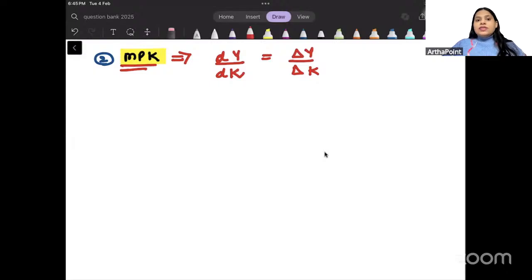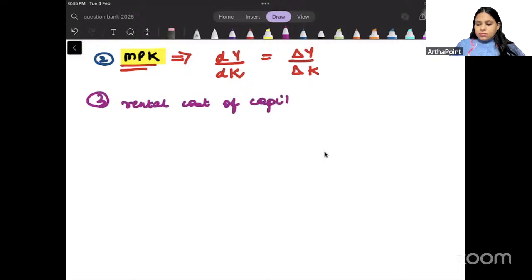Now, there is something which is called rental cost of capital. रेंटल कॉस्ट ऑफ कैपिटल माने क्या? It is the cost of using capital. ठीक है? और हमारे पास एक फॉर्मूला होता है that the cost of using capital, rental cost of capital, can be written as the interest rate. So R is in real terms, यहां पे real interest rate लिख देते हैं.